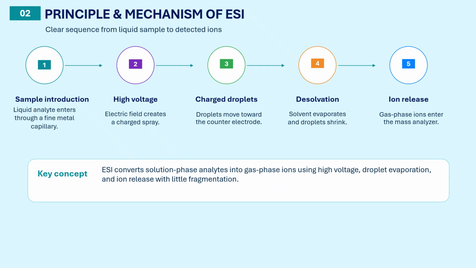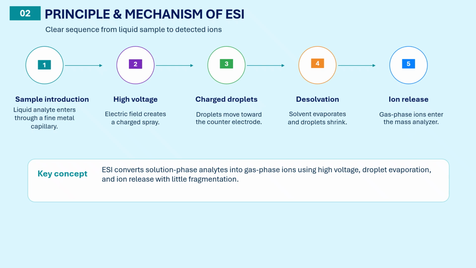Now, let's understand the mechanism step by step. Step number 1 is sample introduction. The liquid analyte enters through a very fine metal capillary. The sample is usually dissolved in a suitable solvent, and it flows slowly through this capillary. Step number 2 is high voltage application. A high voltage is applied to the capillary. This creates a strong electric field at the tip of the capillary. Because of this electric field, the liquid forms a fine charged spray. This spray contains very small charged droplets.